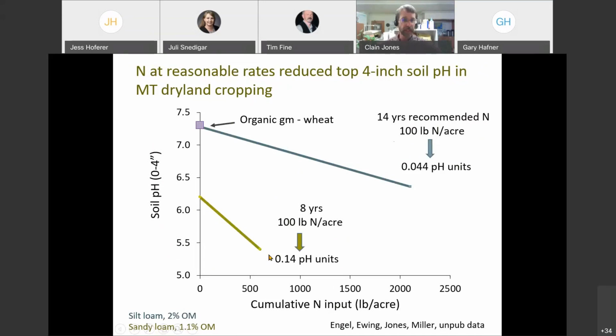We think the biggest difference was that this silt loam soil has a finer texture and a higher organic matter than the Big Sandy soil, which was a sandy loam with less organic matter and therefore less ability to buffer a pH drop. This is pretty scary to me because it won't take many years until this soil has toxic levels of aluminum in it.